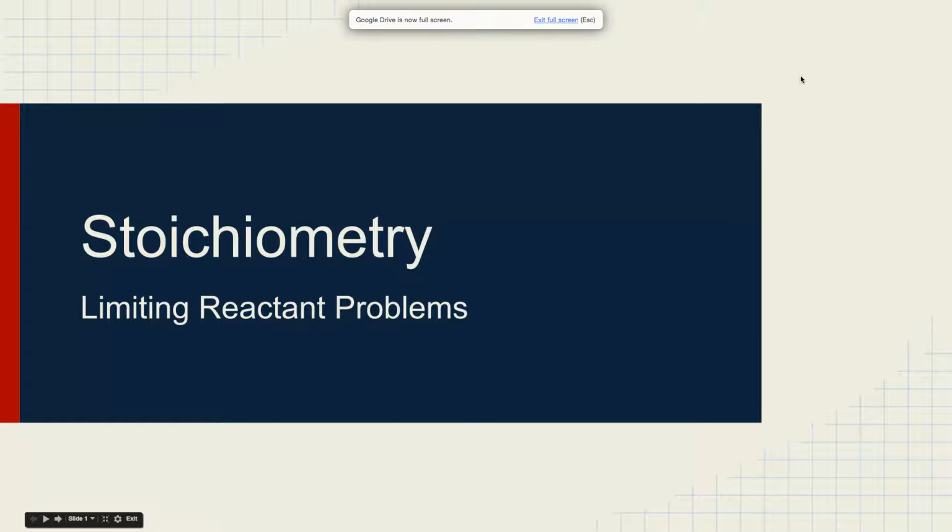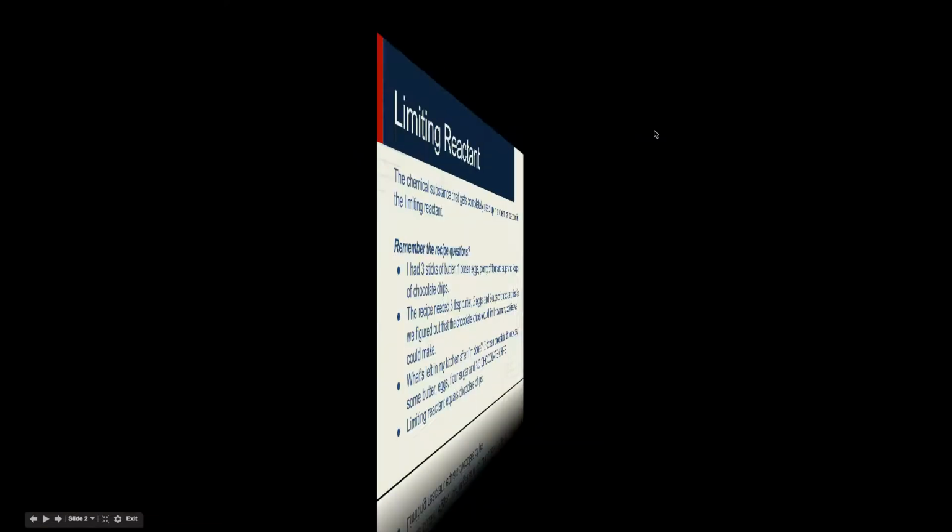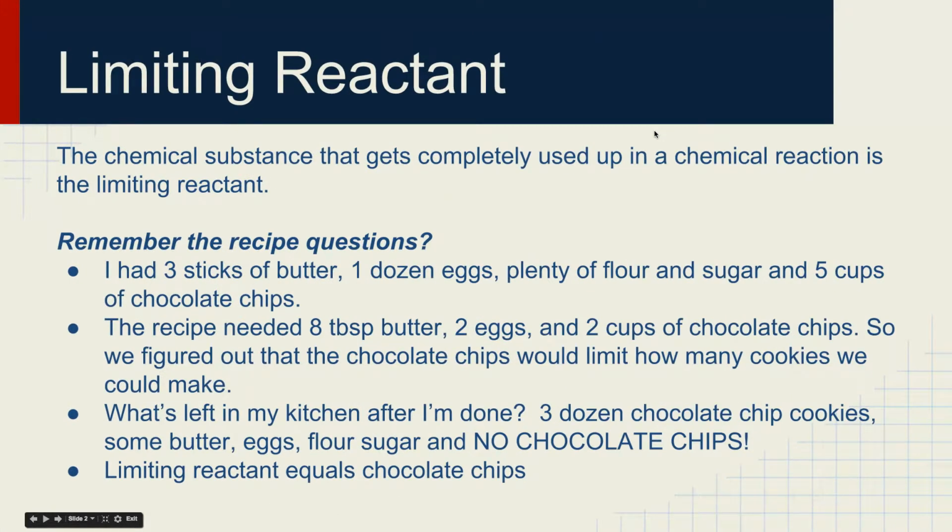Okay, so this next tutorial in the stoichiometry unit is about limiting reactant problems. So the first thing you want to think about is exactly what is a limiting reactant. Well, you know from the word reactant that it's one of the starting materials in the chemical reaction. So it's always going to be on the left of the arrow. And it's the chemical substance that gets completely used up in a chemical reaction. That's what the limiting reactant is.